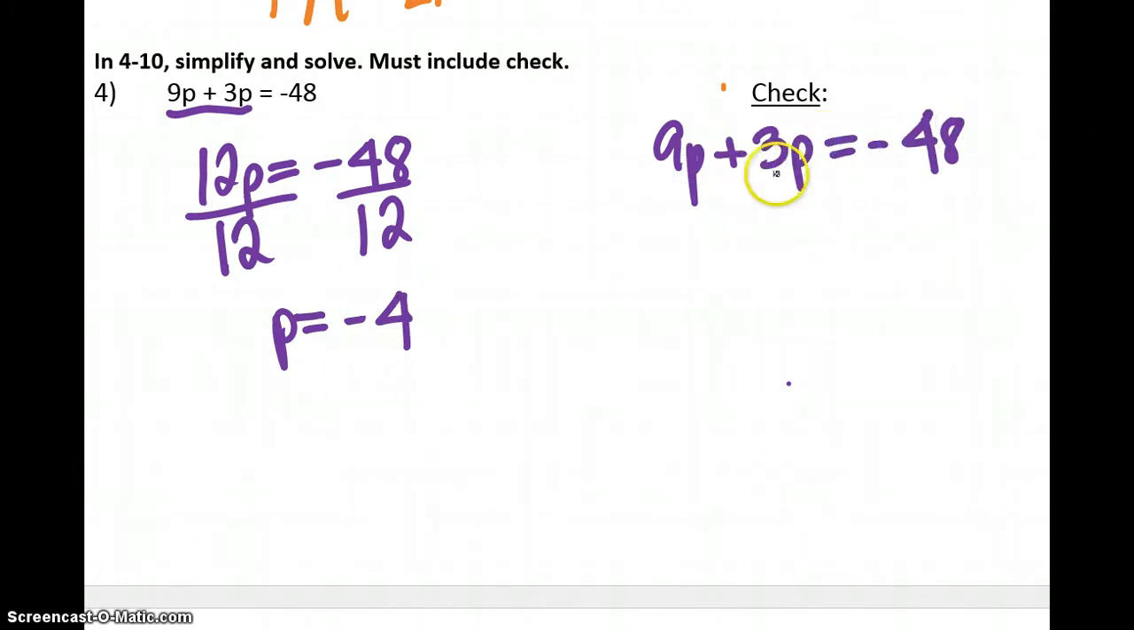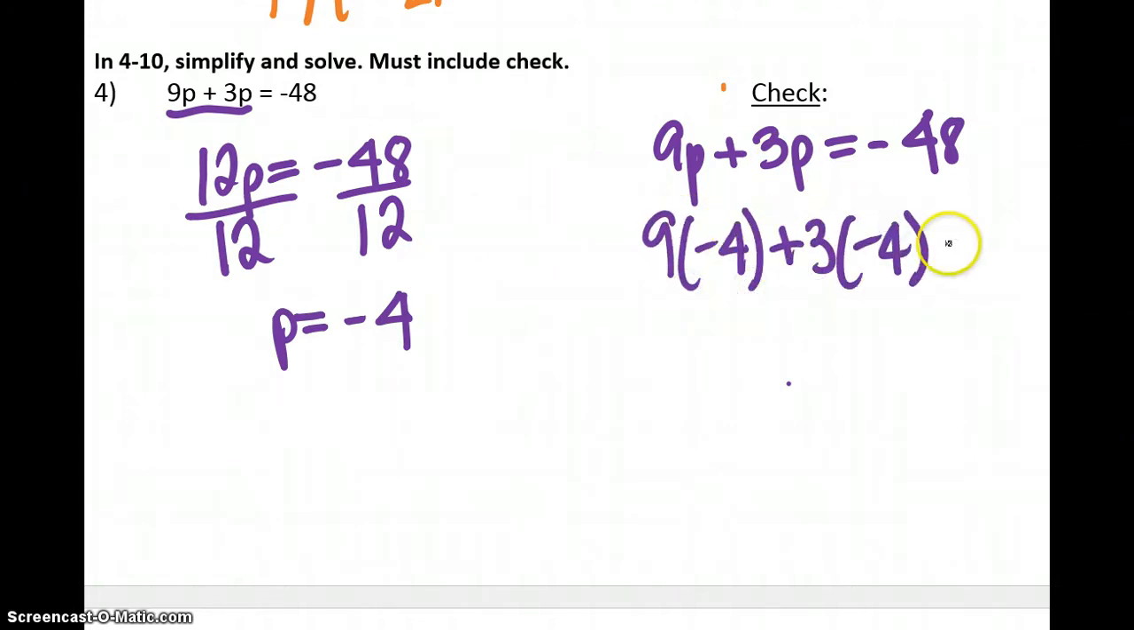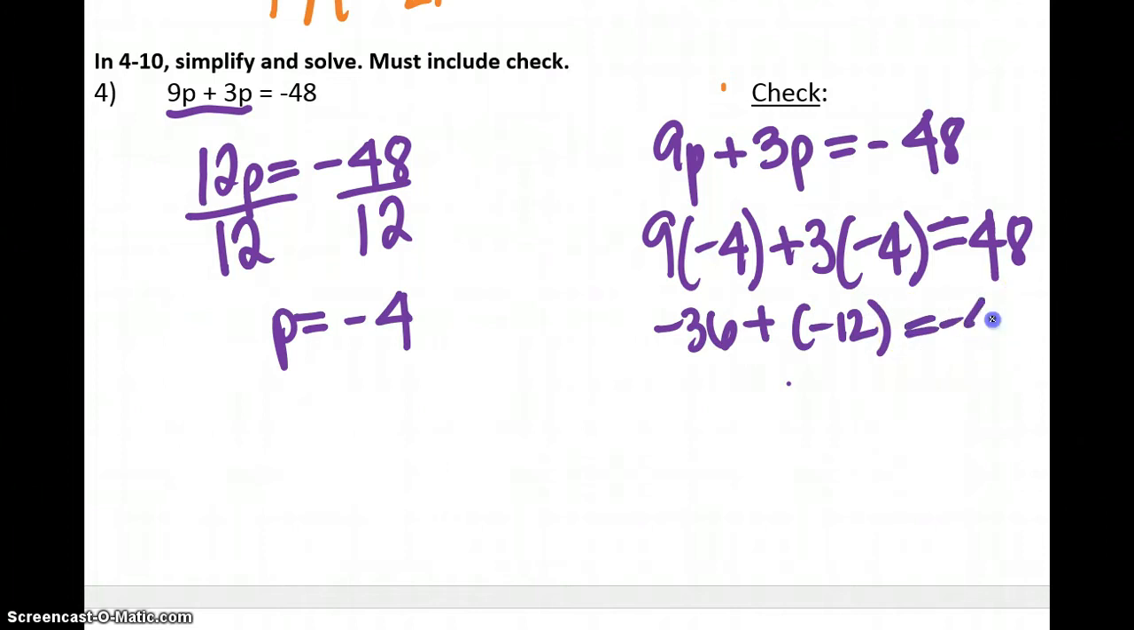Then I'm plugging in p equals negative 4 up here, so I have 9 times negative 4 plus 3 times negative 4 equals negative 48. 9 times negative 4 is negative 36, plus negative 12 equals negative 48, and negative 48 equals negative 48, and I'm checked out.